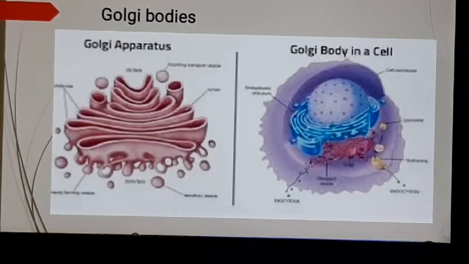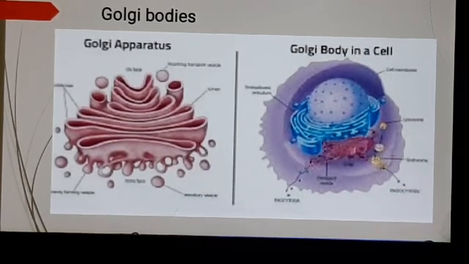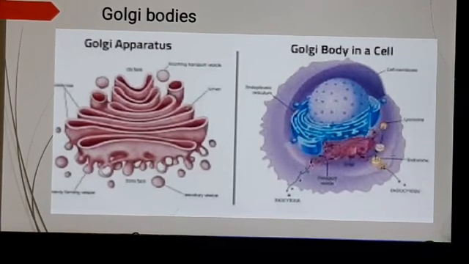The function of Golgi bodies is that they are involved in the synthesis, storage, and secretion of proteins, lipids, and carbohydrates. They also help in the formation of another cell organelle which is known as lysosomes. In the case of plants, Golgi bodies help in the synthesis of cell wall. Got it?